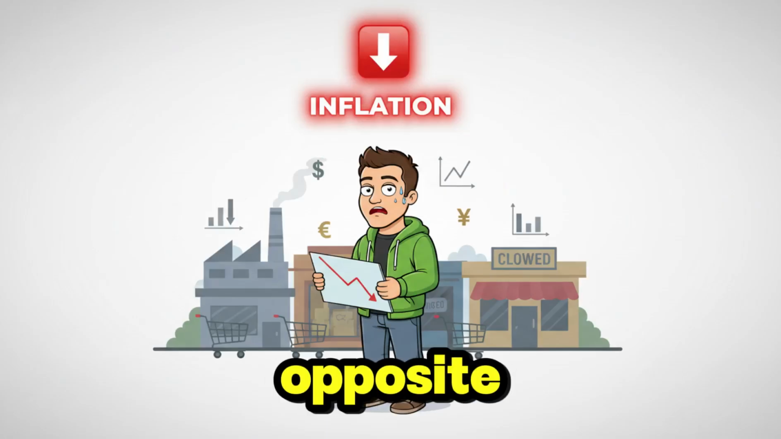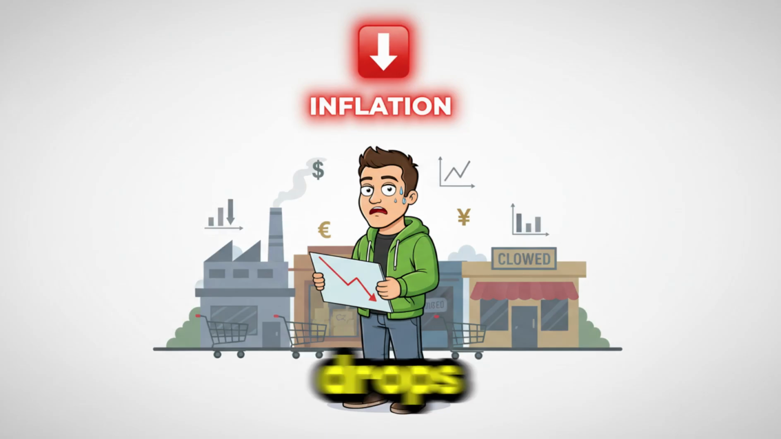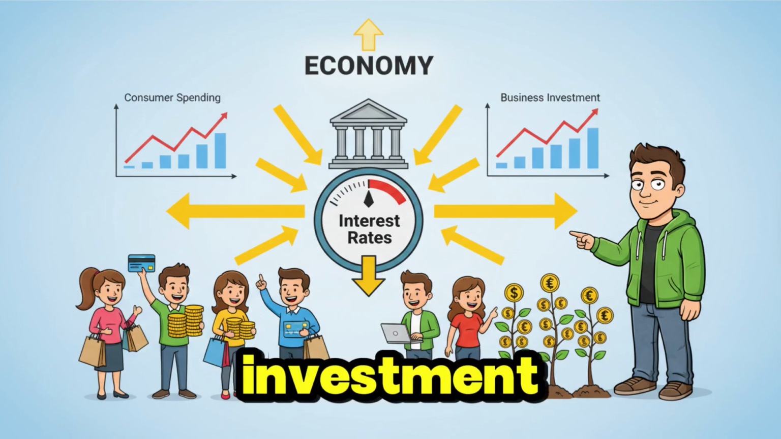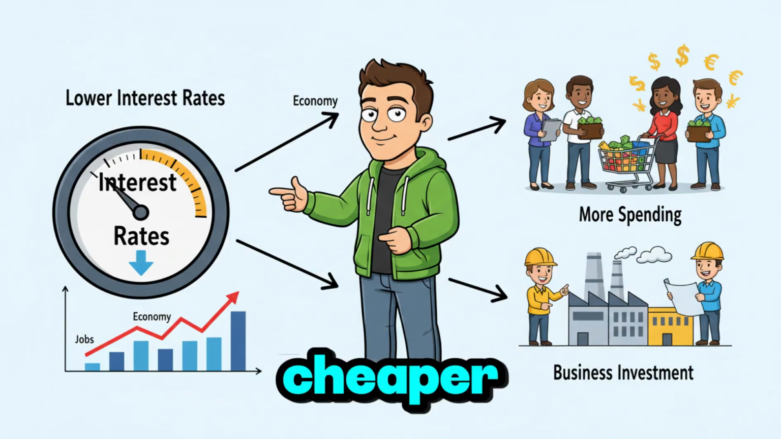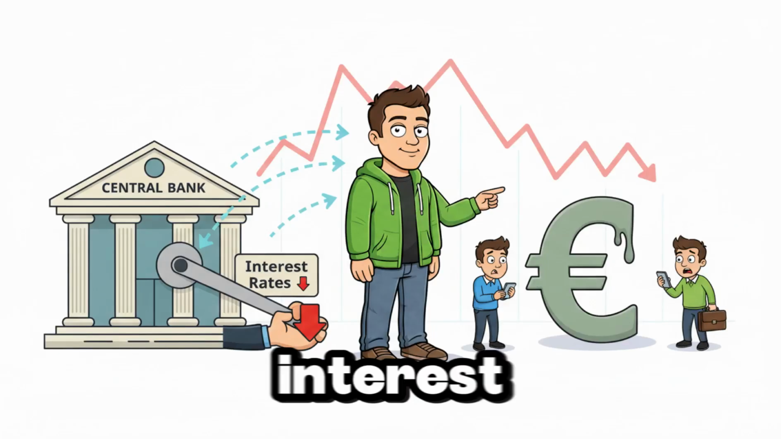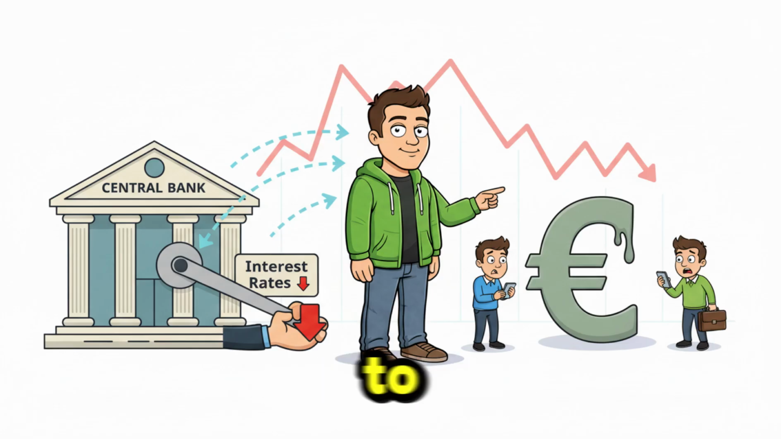Now imagine the opposite situation. If inflation drops too low, it could signal that the economy is slowing down. So central banks may cut interest rates to encourage spending and investment. Lower rates make borrowing cheaper. People spend more, businesses invest more. But lower interest rates can also cause the currency to weaken.